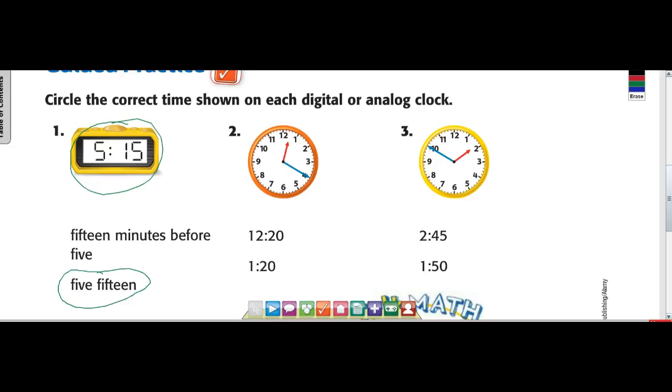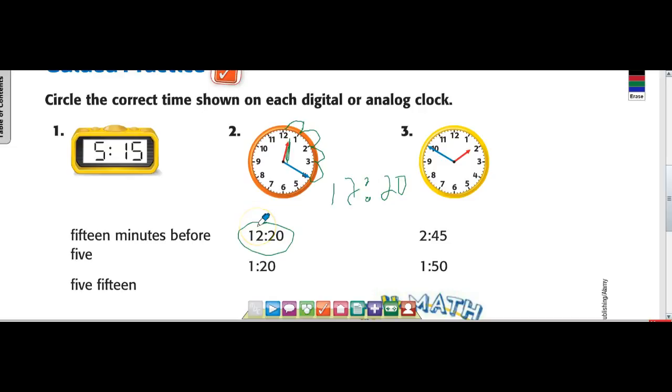So for number 2, the hour hand is between the 12 and the 1. So is it 1 o'clock or 12? It's 12. And then from there, I need to count. I went 12 to 1, that's 5, 10, 15, 20. The hour hand is between 12 and 1, so that's 12. And how many minutes? 20. So the answer is 12:20.